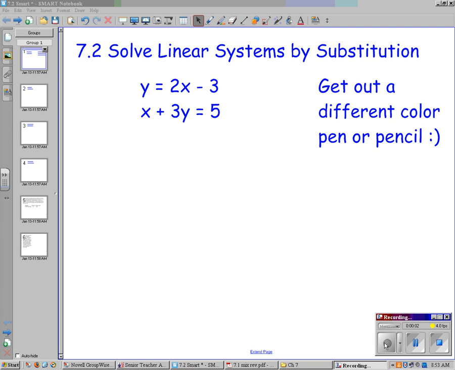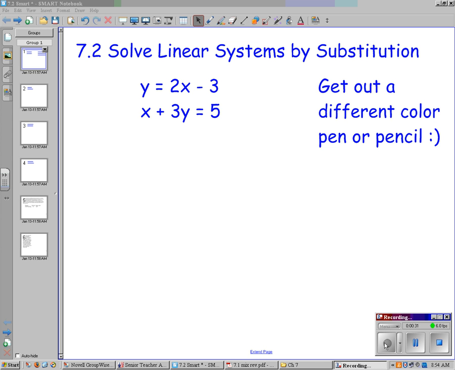We're going to work on section 7.2, which is solving linear systems by substitution. And I have up there, get out a different color pen or pencil, because it might help you in being able to do some writing along the way. We're going to be writing a bunch of equations, and you need to be able to determine which equation goes where.